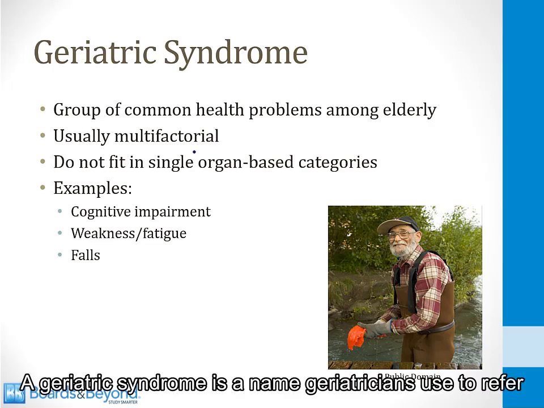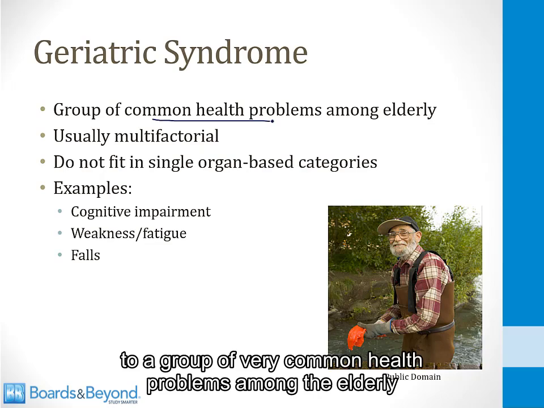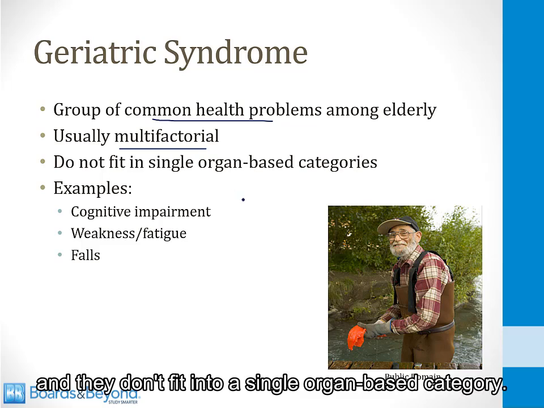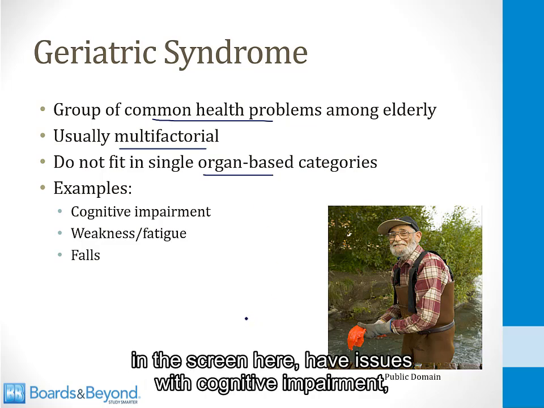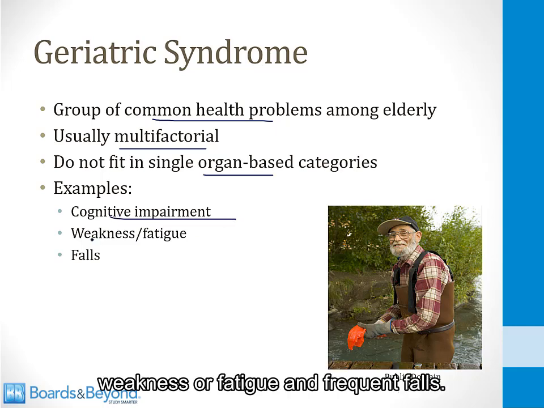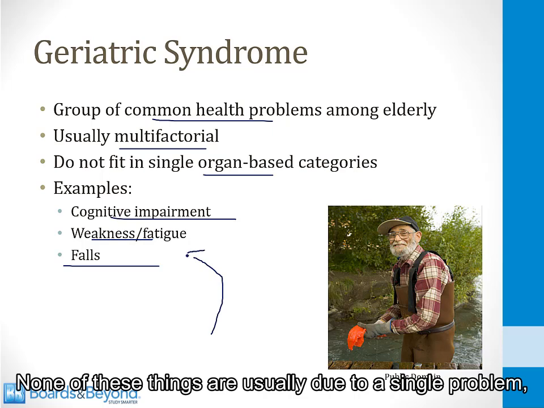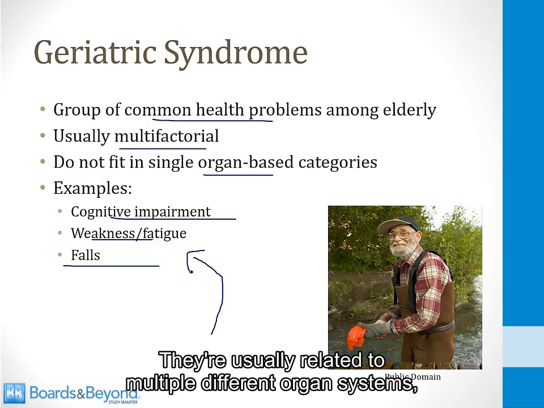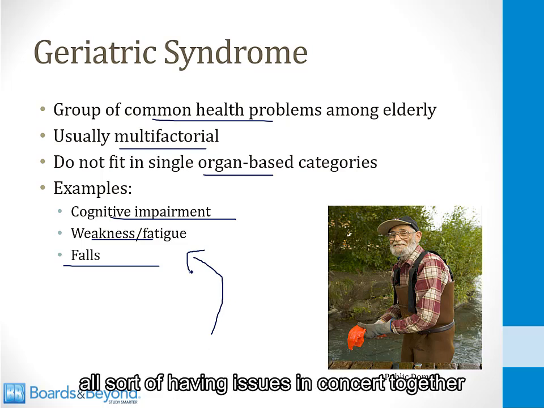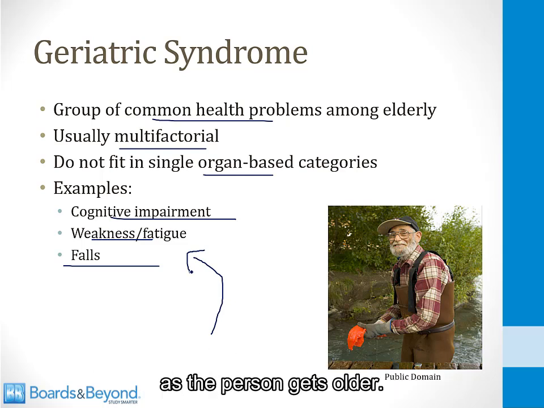A geriatric syndrome is a name geriatricians use to refer to a group of very common health problems among the elderly that are usually multifactorial and don't fit into a single organ-based category. For example, many elderly patients, like this man shown on the screen here, have issues with cognitive impairment, weakness or fatigue, and frequent falls. None of these things are usually due to a single problem like a single muscle issue or heart issue. They're usually related to multiple different organ systems, all sort of having issues in concert together as the person gets older.